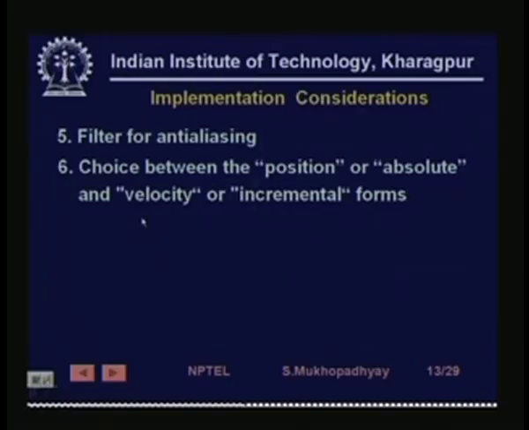Similarly, we have also seen that we need to decide whether we are going to realize the PID algorithm in the position or absolute form, or in other words, in the velocity form or incremental form. There are certain advantages with respect to auto manual transfer. There are certain actuators which will take incremental outputs. So, that needs to be decided.